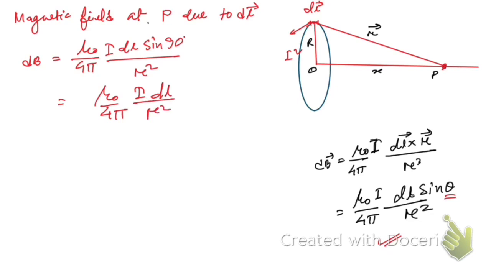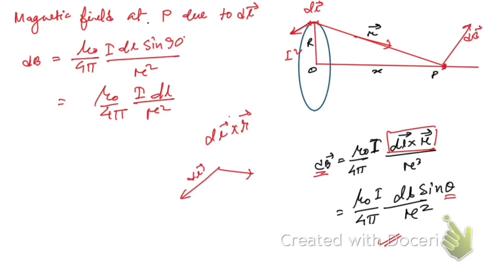And the direction of dB: here we have dl cross r, that means the direction of dB is perpendicular to both the r vector and the dl vector. So the cross product of two vectors, dl cross r, must always be perpendicular to both r and dl. Hope you know these things. So here dB is perpendicular to this as well as this direction, perpendicular to dl as well. Hope you have understood this.